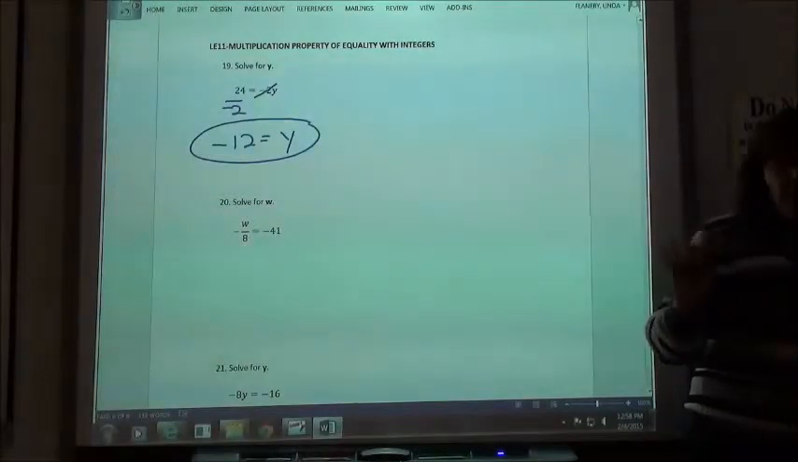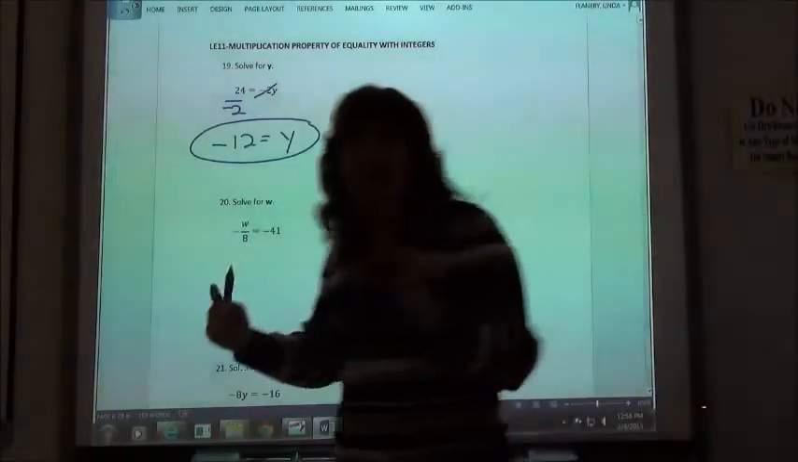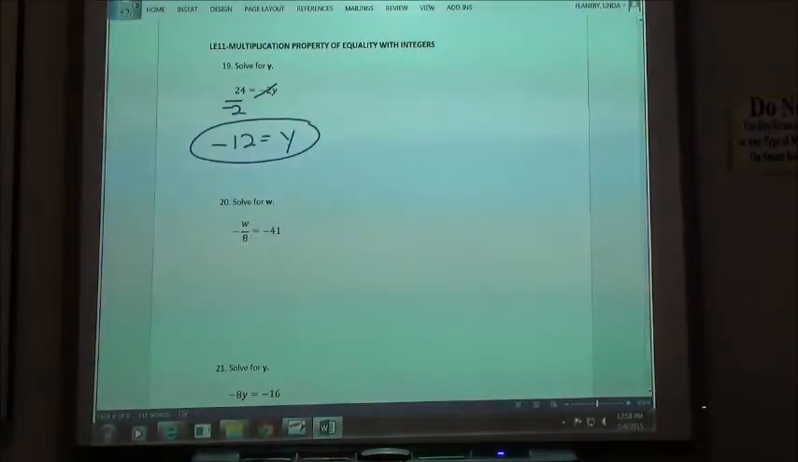So you get really used to those adding and subtracting ones. Oh, I've got to change my sign. And then you get to the multiplying and dividing, and you think, do I have to change my sign? No, I don't.